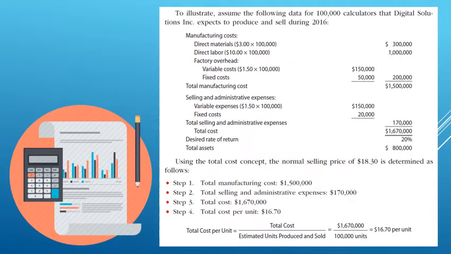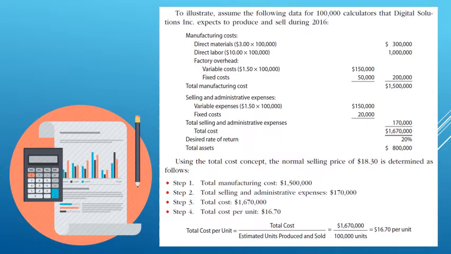So the given here is the selling and administrative expenses. So the total should be $170,000. So the total cost is $1.670 million, and the desired rate of return is 20%. So using the data given, the normal selling price is 18.30. So we can identify that by applying the steps.